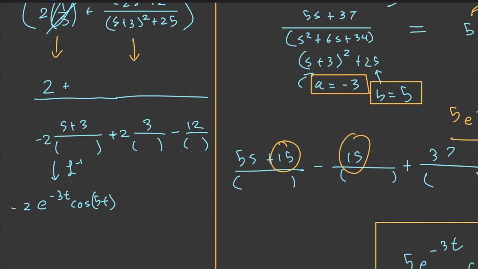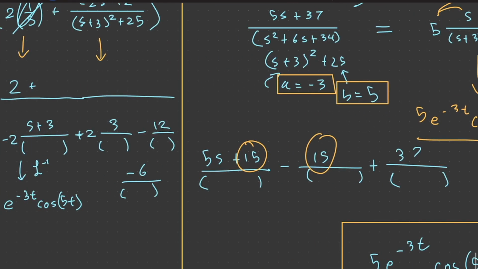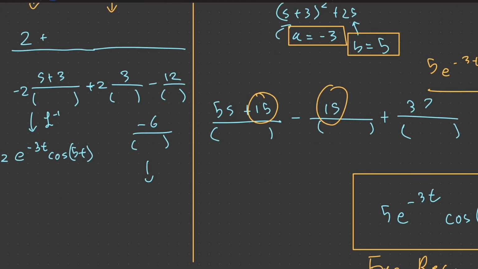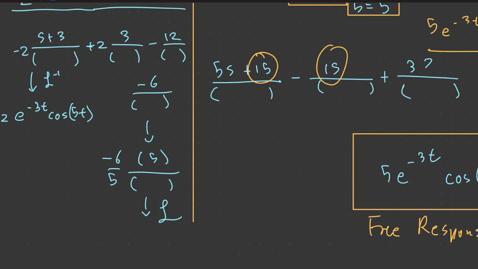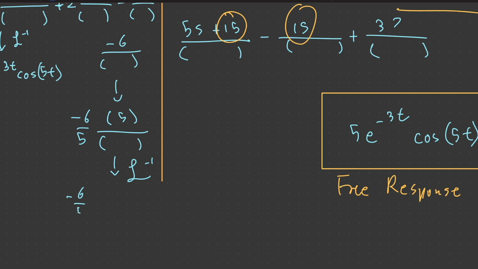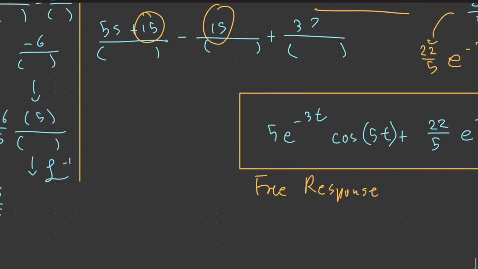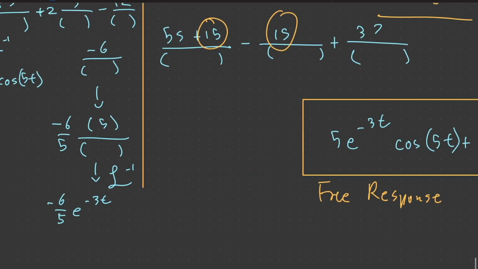Let's see. This one we would get negative 6 over here, but we want 5. So we should do the same trick we just did. Slide the negative 6 out, put in a 5, and to keep it the same, we want to insert a 5 on this side as well. And so now when we do the inverse Laplace, it'll be negative 6 over 5 e to the negative 3t sine 5t.